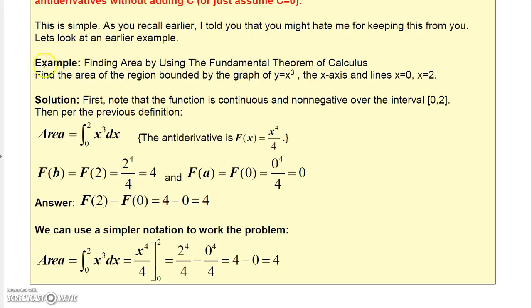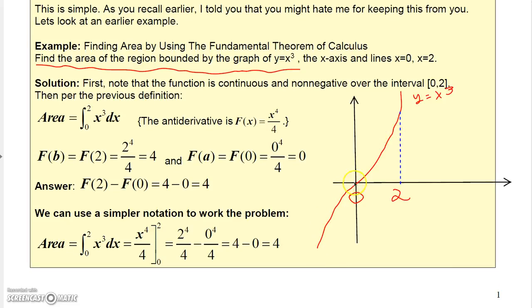Okay, now if we wanted an example, we could actually find area by using this fundamental theorem of calculus. So let me just show you. If we wanted to find the area of the region bounded by the graph y equals x cubed, the x-axis, and the lines x equals 0 to x equals 2, it would look like this. This is a rough example of what y equals x cubed looks like. It crosses the x-axis at 0, so here's x equals 0, and here's x equals 2. Notice the line x equals 2 goes up and touches the graph here.